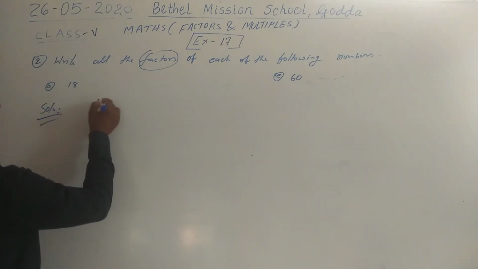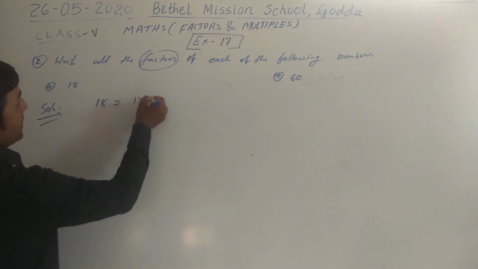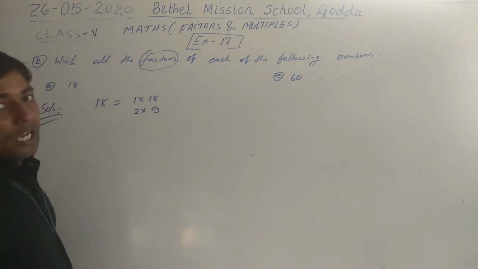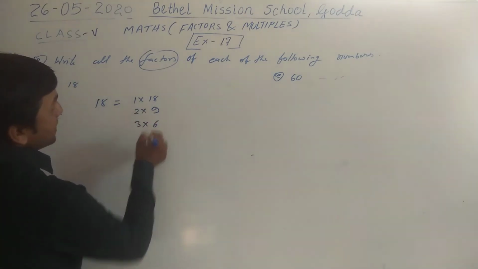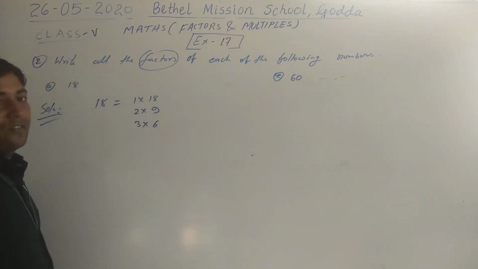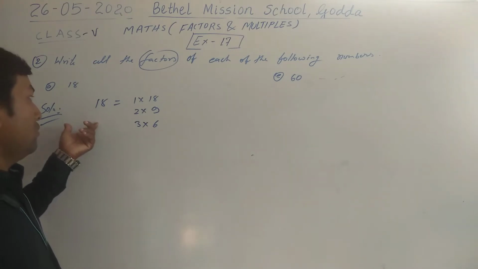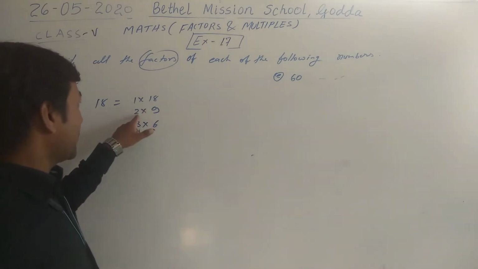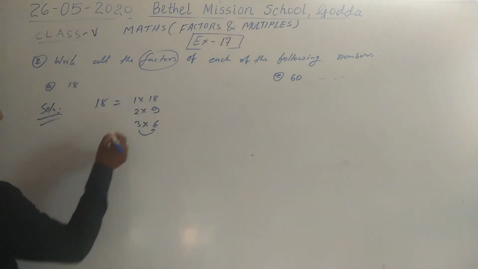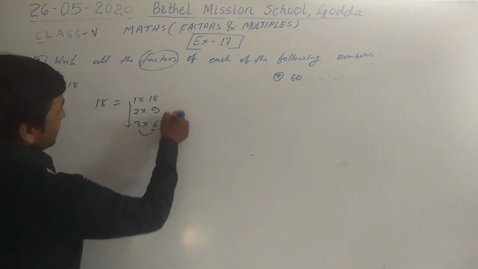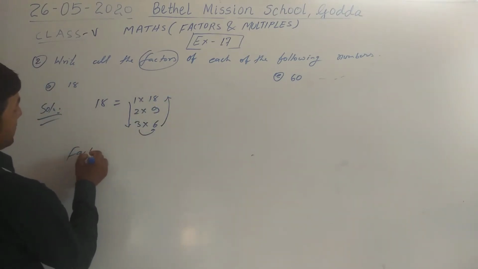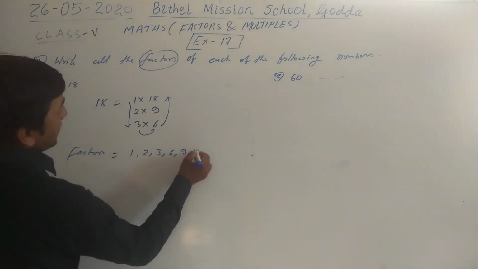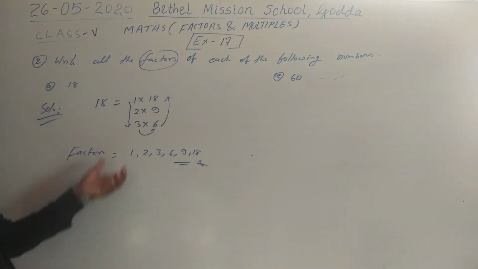18 can be written as 1 into 18. Also by 2 it can be written, 2 into 9. And by 3, 3 times 6 is 18. Now 4, no. 5 table, no. 6 also, and by 9 also, 9 times 2 is 18. So the factors, you have to write all of these numbers. So the factors are equal to 1, 2, 3, 6, 9 and 18. This is the answer. This type you will solve.